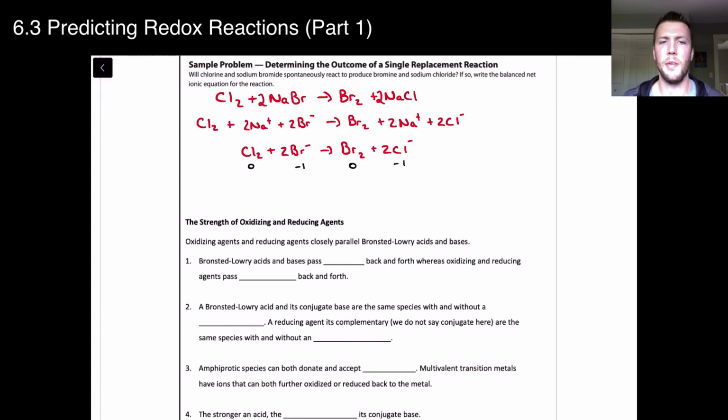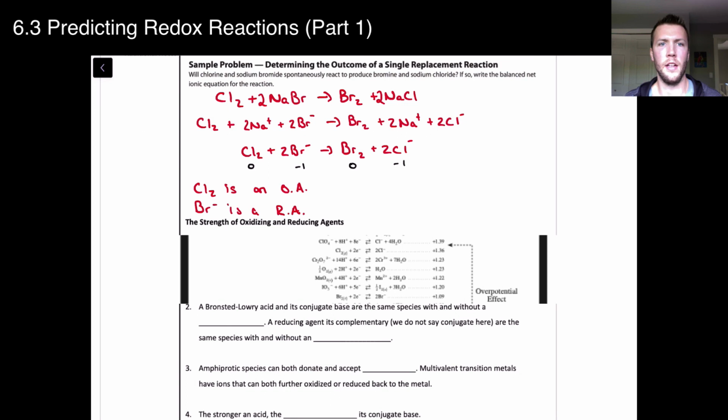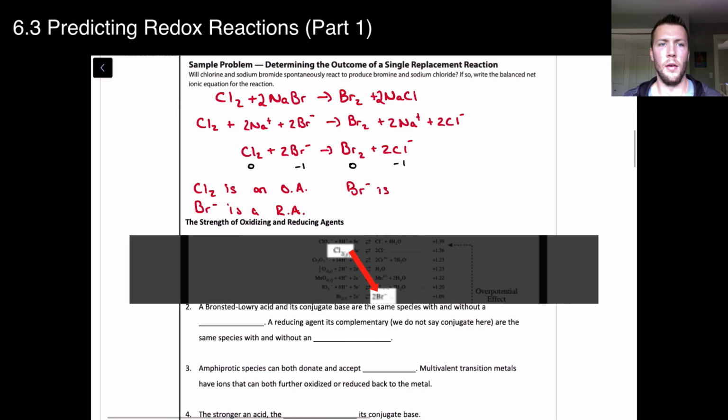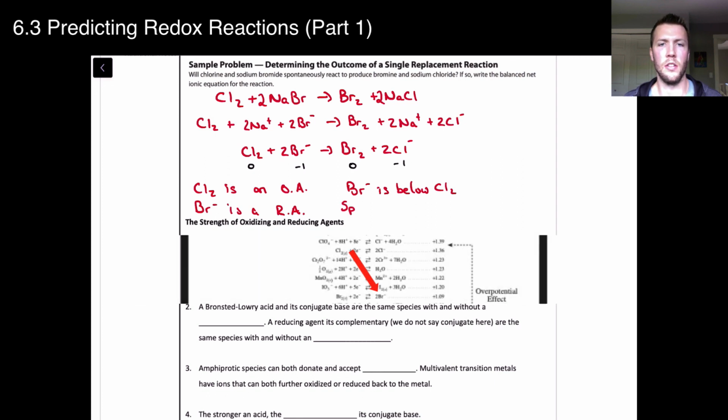And so by analyzing my oxidation states, I can see that chlorine is actually getting reduced. So it is the oxidizing agent in this reaction. The bromine is getting oxidized, so it is the reducing agent in this reaction. And so I want to find these two species on my SRP table, and in this case I can see that my bromide ion is below the chlorine, so my reducing agent is below the oxidizing agent. And that means that this will be a spontaneous reaction.